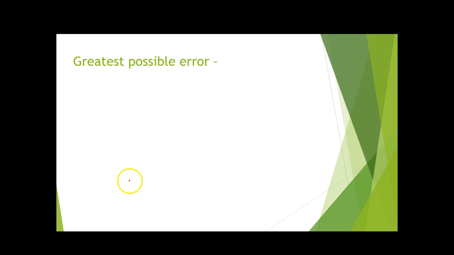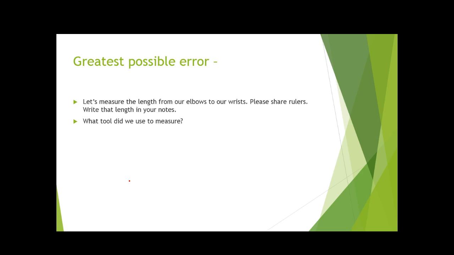So with the greatest possible error, take a measurement unit, doesn't matter what you use. Measure the length from your elbow to your wrist, and then write that down. Think about what tool you used. What unit did you measure your length in? Write that unit next to the length measurement.